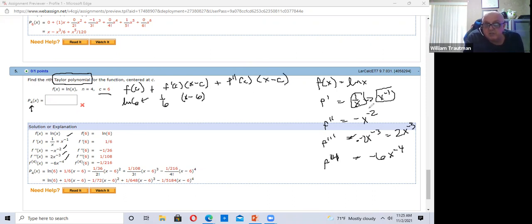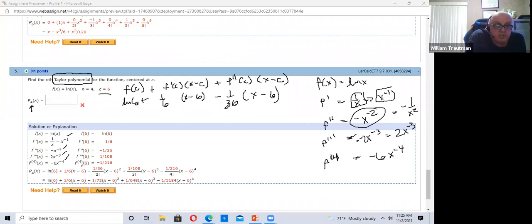Okay, and then the second derivative, plugging c into it, with the x minus c. So here's the second derivative, and you plug 6 into it. It's the same thing as writing 1 over x squared. You plug 6 into there, you get negative 1 over 36, times x minus 6.